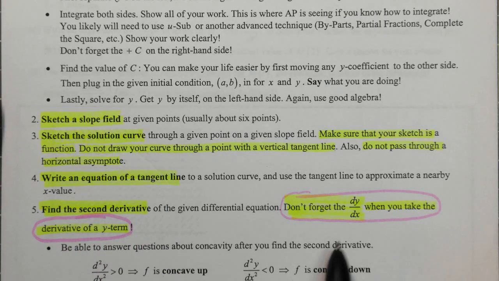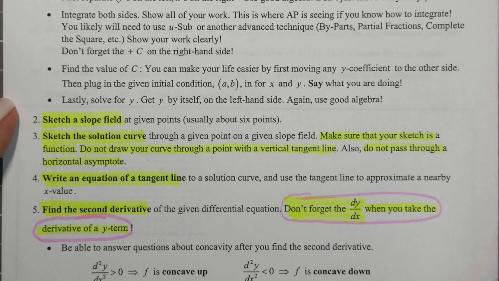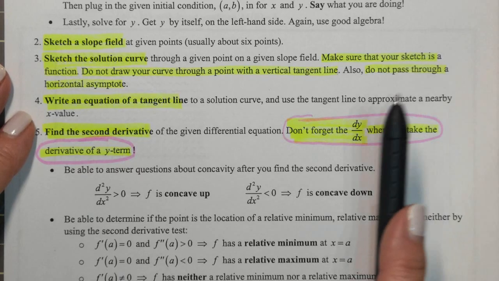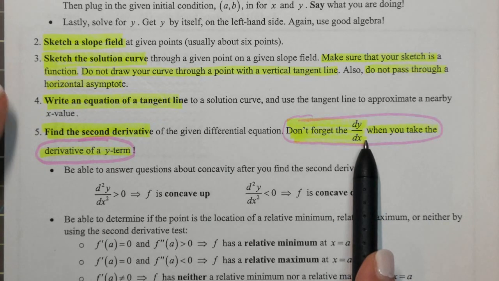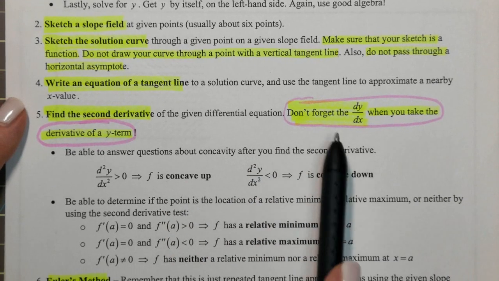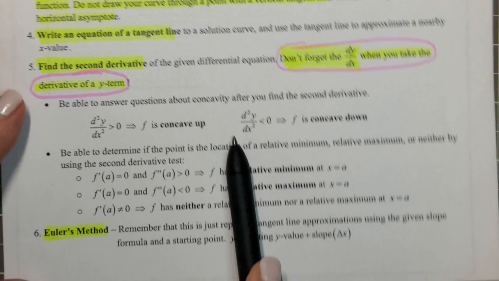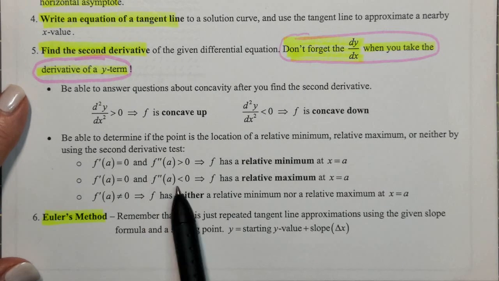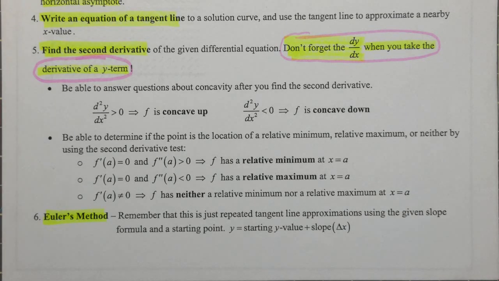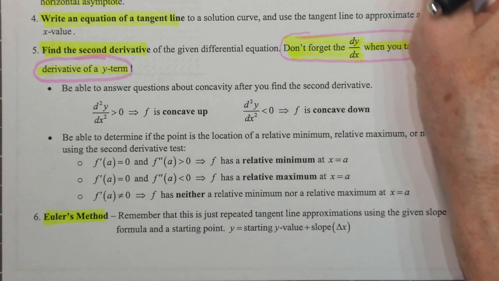Find the second derivative. When you're finding the second derivative, don't forget that it's implicit differentiation, so every time you take the derivative of a y term, you need to multiply by dy/dt or dy/dx or whatever it is. Be able to answer questions using that second derivative. And then another topic that you can be asked for in these questions is Euler's method. You're given dy/dx. Use Euler's method to approximate a value of y.